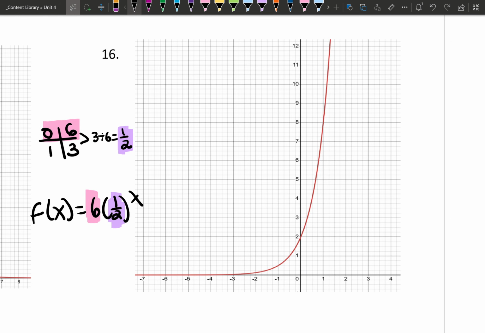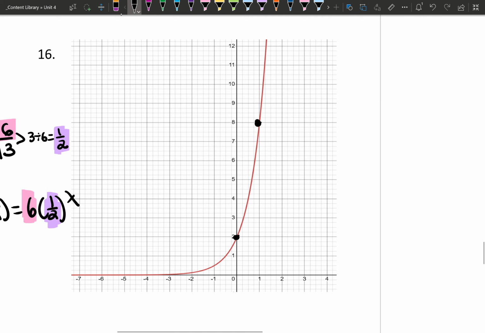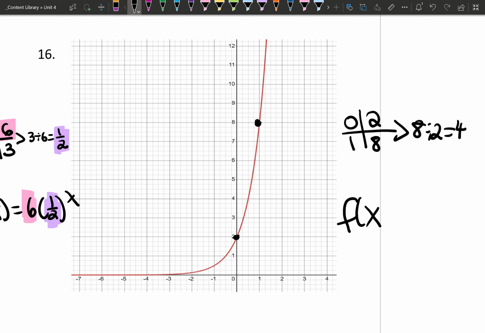Number 16, let's do the same. Here we have 2 and 8. Let's do a little table. 0, 2, 1, 8. 8 divided by 2 is 4. So our function is 2 times 4 to the power of x.